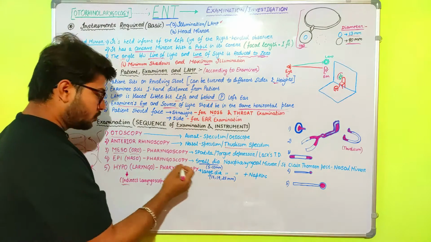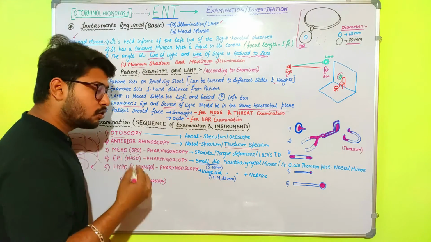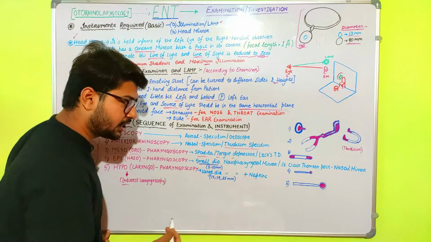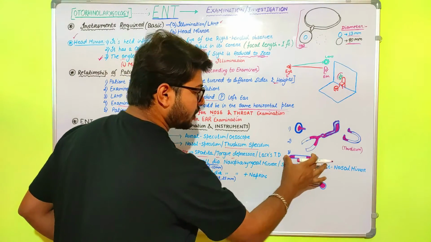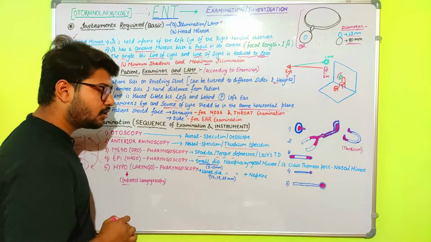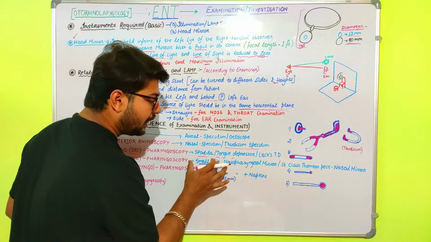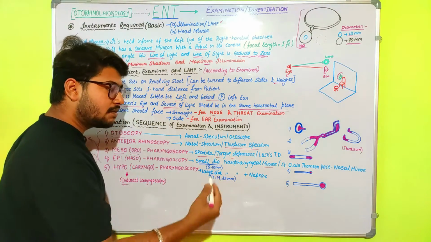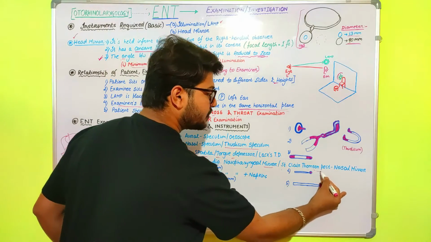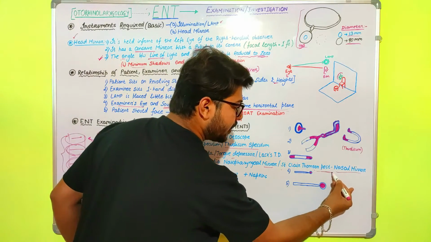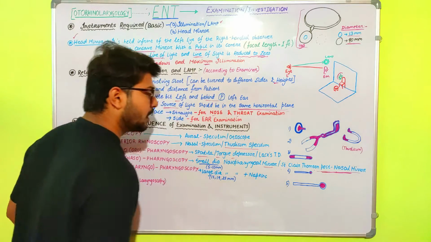Okay. So what are the instruments that are required in the meso or oropharyngoscopy? It is a spatula or tongue depressor. Here I have drawn the structure of the tongue depressor. Next, the epi or nasopharyngoscopy. It's a small diameter nasopharyngeal mirror, otherwise known as St. Clair Thompson's post-nasal mirror. Here you can see it's written post-nasal mirror.